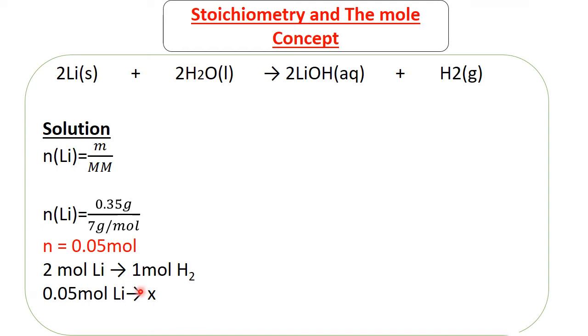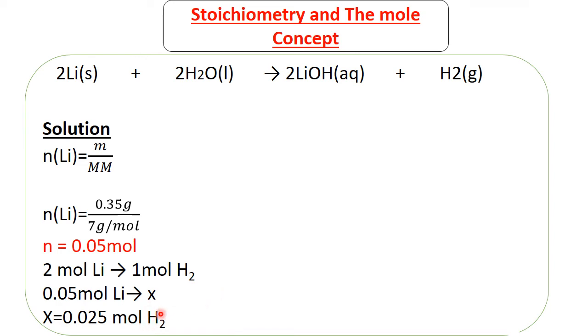So we can do cross multiply here. 2 moles of lithium multiplied by x, 0.05 moles of lithium multiplied by 1. This is proportionality. You do 2 times x, you have 2x. 0.05 times 1, you have 0.05. You divide both sides by 2, so you're going to end up with 0.025 moles of hydrogen. So these are the number of moles of hydrogen that are going to be produced.